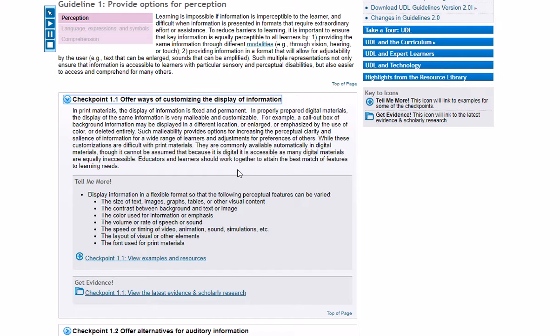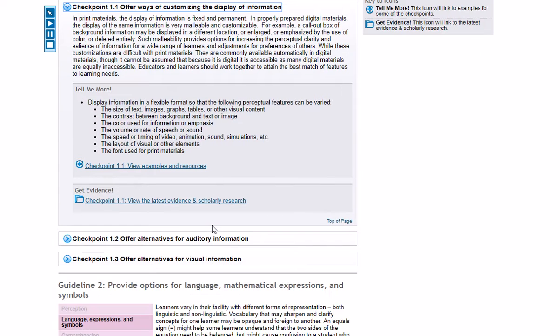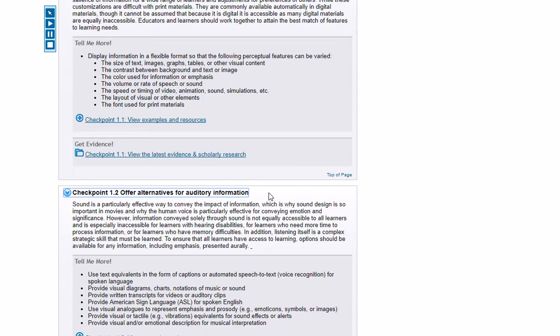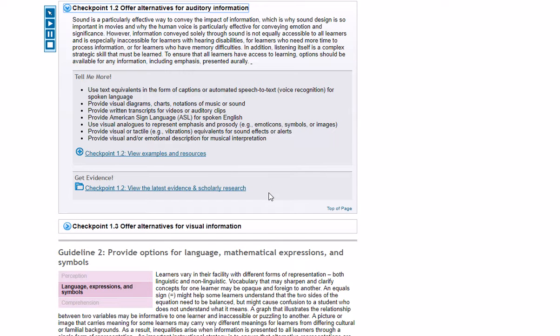Some browsers have certain high contrast settings, but the text needs to be in the browser and displayed as text, not as an image scanned from a book. So it's all possible. We need to find originals, that sort of thing. Just looking at how we lay things out. Offering alternatives for auditory information, using text equivalents in the form of captions or automated speech to text.